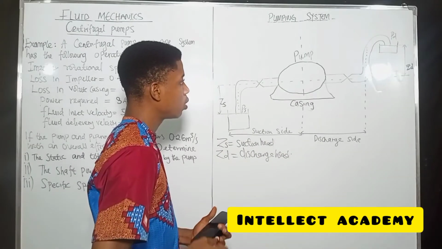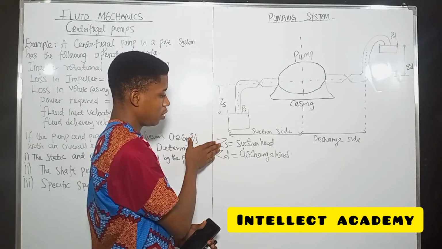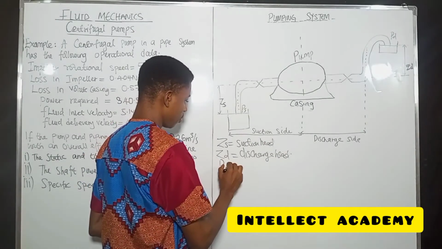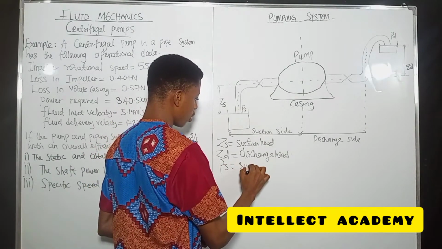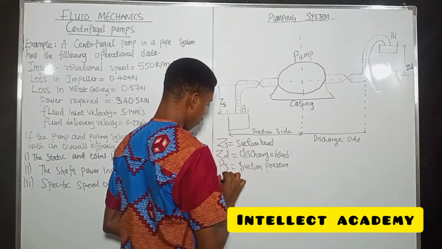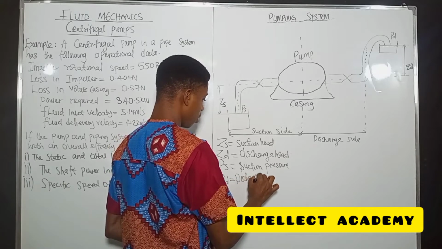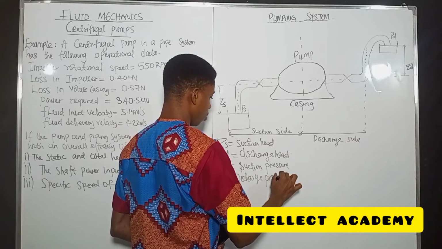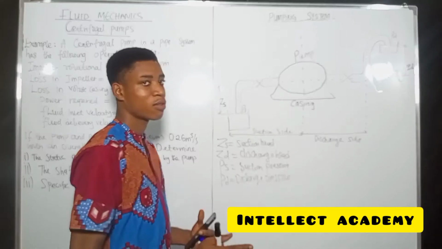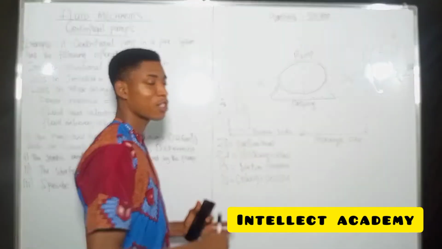So all this is the expression for the representation of these parameters. Where we have Ps, we're going to have the suction pressure. Where we have Pd, we're going to have the discharge or delivery pressure. Take note of this. Now let's write down the expression for the suction and discharge head.